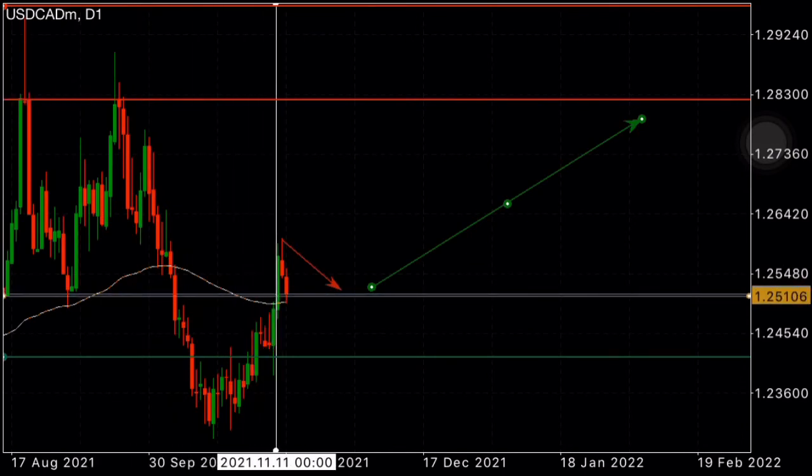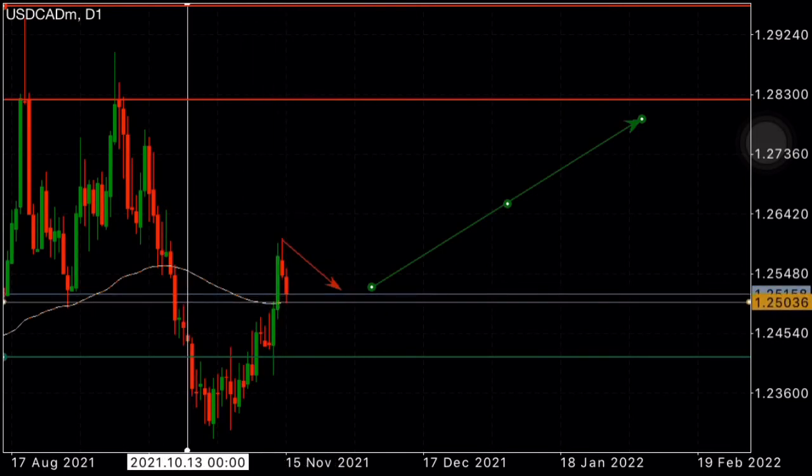Now this is what we see here. We are seeing that kind of reaction, that the price has actually fallen down to this region.